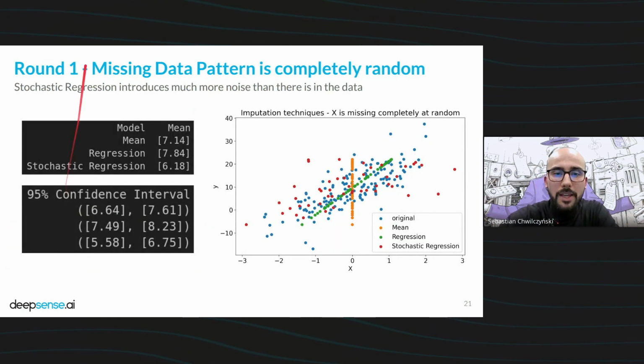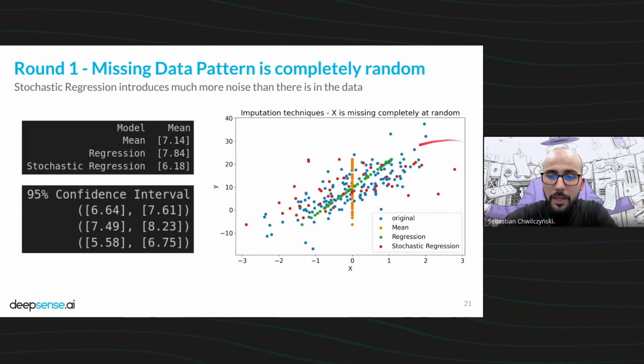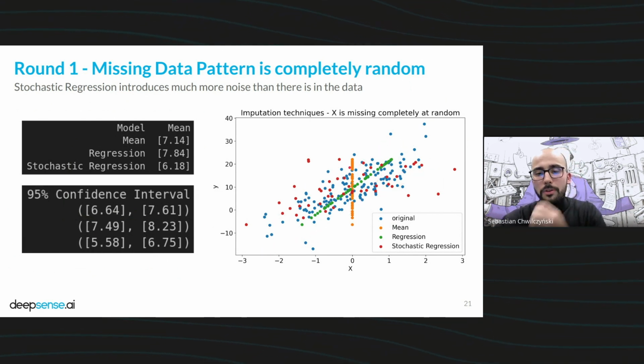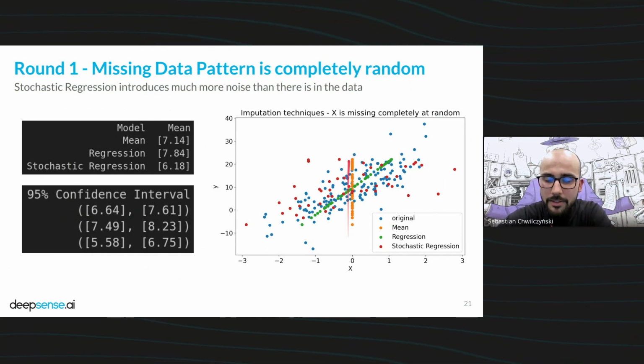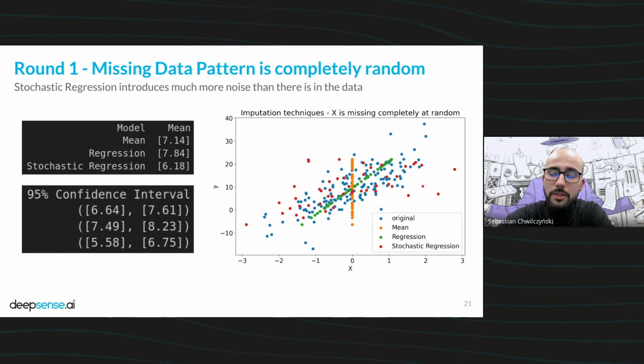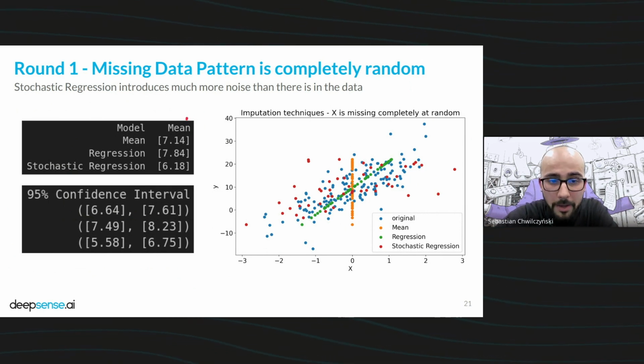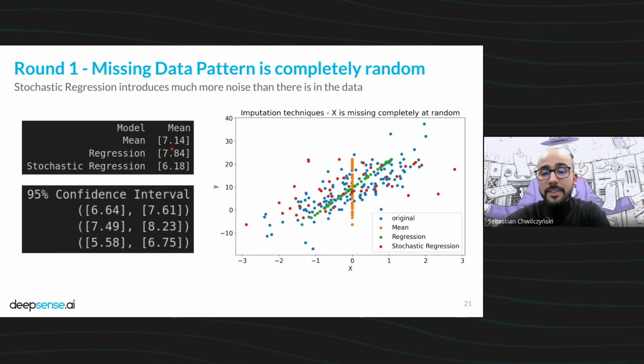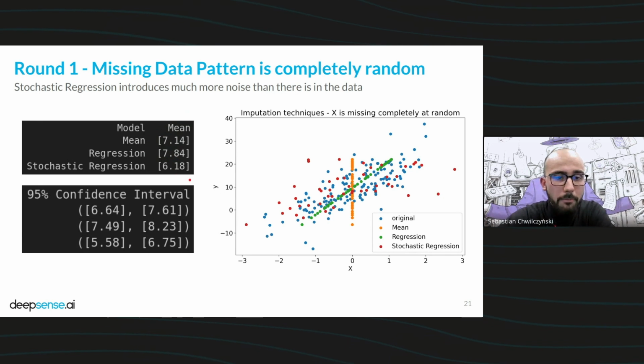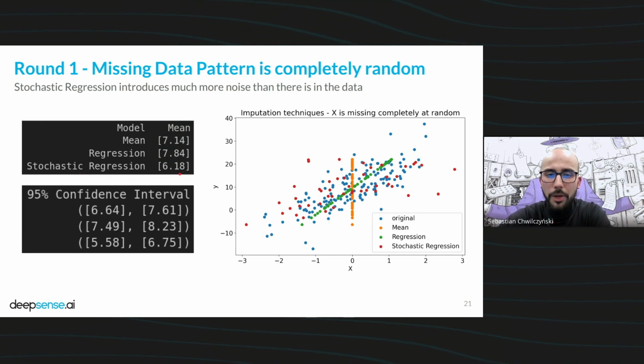Okay, so round 1, missing data is completely random. So we can see there is no clear pattern. And with mean, of course, data is from standard normal distribution, so we get this peak at X equals 0. With regression, we get this green line, and stochastic regression are these red points. These are the imputed ones. And on the left, we can see results. Our goal is to get 7.5. So no method gets exactly 7.5, but stochastic regression gets a pretty low coefficient, which is weird.